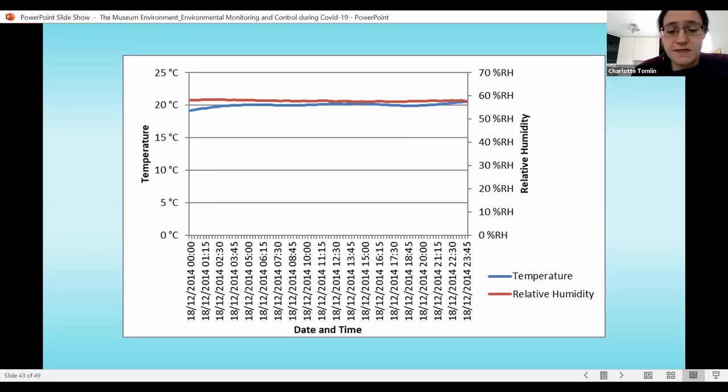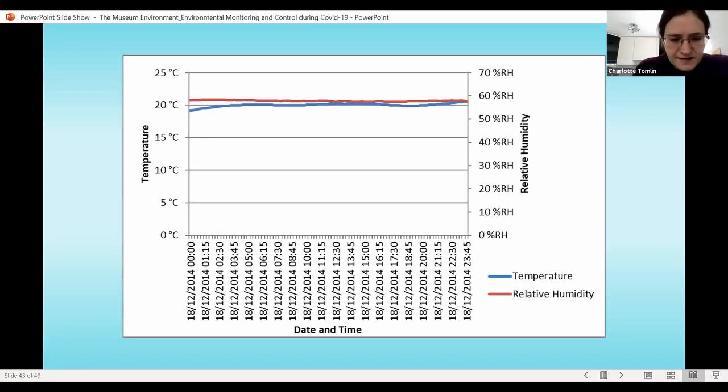So if you wanted to reduce the fluctuations seen in the previous graph, we would switch the heating off. And then we would get these conditions. So temperature at about 20 degrees, RH just below 60. So within our recommended medium parameters, maybe a tiny bit higher than some people might like, but below the 60–65% RH where mold growth and pests become a problem.